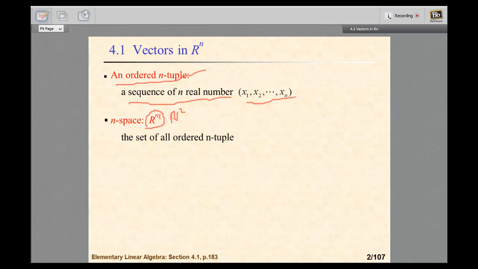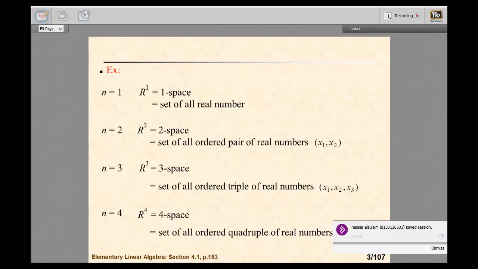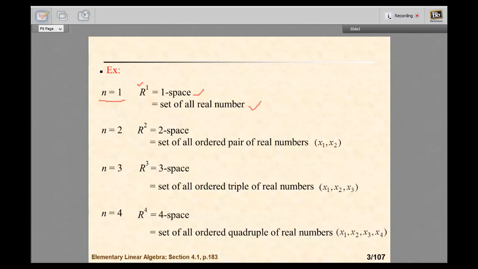Tuple means this is tuple 1, tuple 2. These are the tuples. If I write R to the power 3, it means it is a three-dimension space. So n space means the set of all ordered n-tuples. For example, in one space, R1, we have the set of all real numbers, like 1, 2, 3, 4, 5, 6. These are in one space.